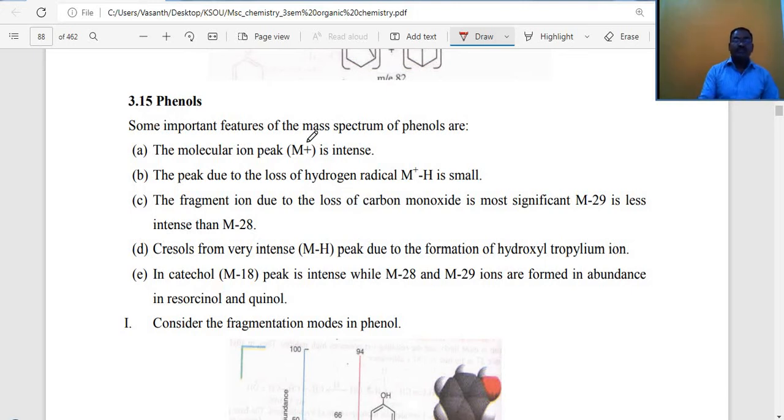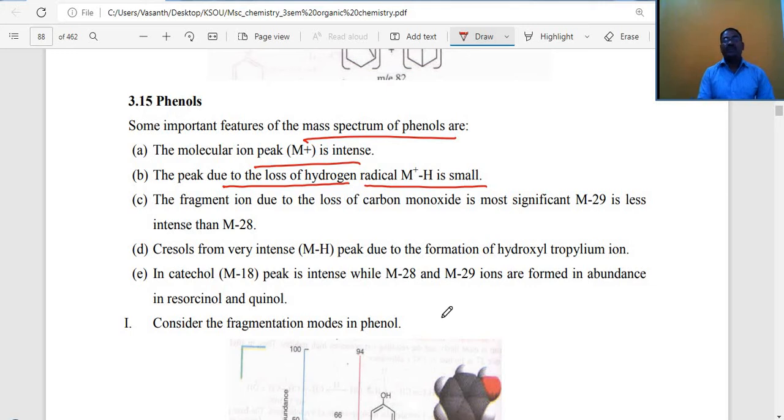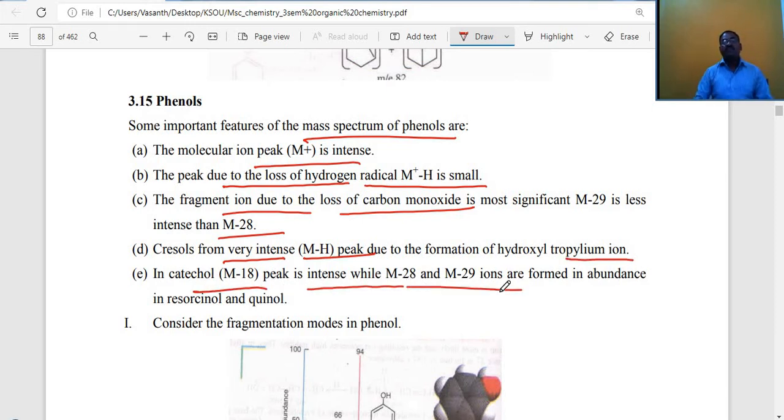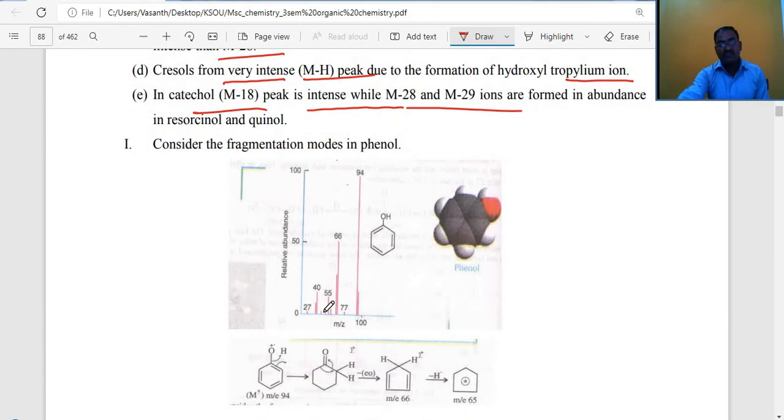Phenols: some important features of the mass spectrum of phenols. The molecular ion peak M+ is intense. The peak due to loss of a hydrogen radical, M-H, is small. The fragment ion due to loss of carbon monoxide is most significant, though less intense than M-28. This results from a very intense M-H peak due to the formation of the hydroxytropylium ion. In catechol the M peak is intense, while M-28 and M-29 ions are formed in abundance, as in isocyanates and phenol.